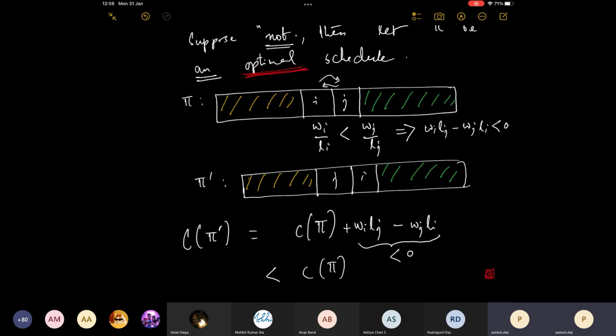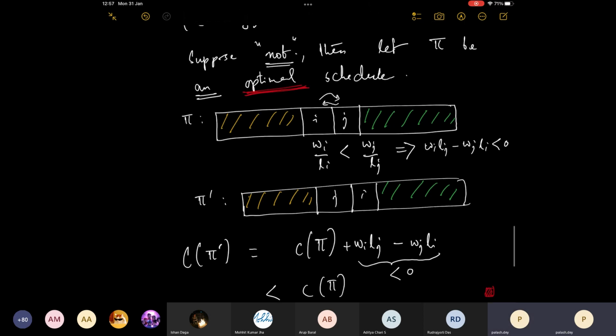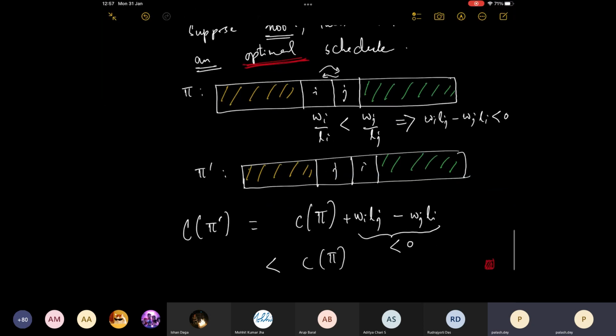I want to prove that pi is not optimal. There can be many other different, difficult, not so difficult, easier ways to obtain another schedule, say pi double prime, whose cost is less than pi also. That will also be a proof. Am I making sense? The goal of proof by contradiction is to find a schedule whose cost is less than the assumed optimal schedule.